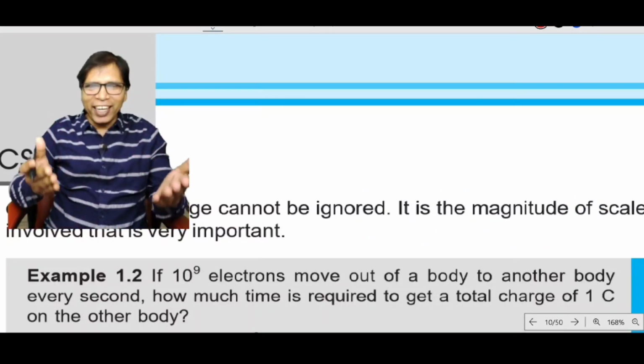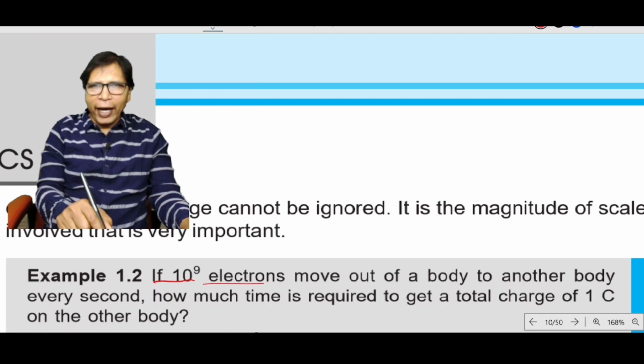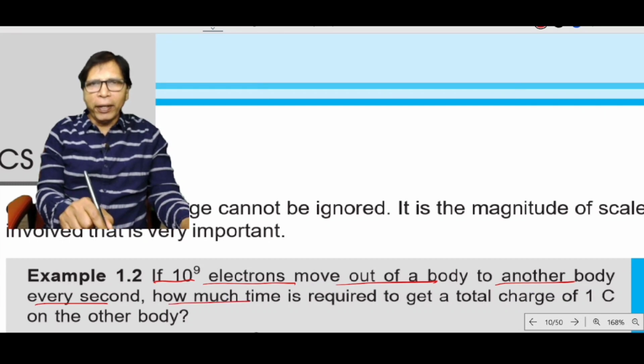Now a numerical relating to this. If 10 to the power 9 electrons move out of a body to another body every second, how much time is required to get the total charge of 1 coulomb on the other body?